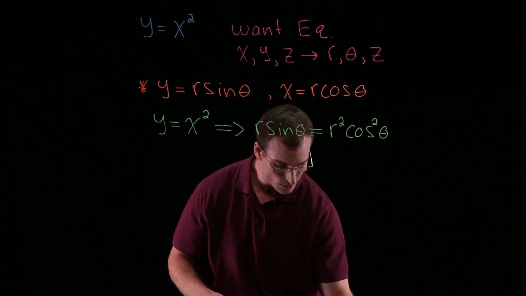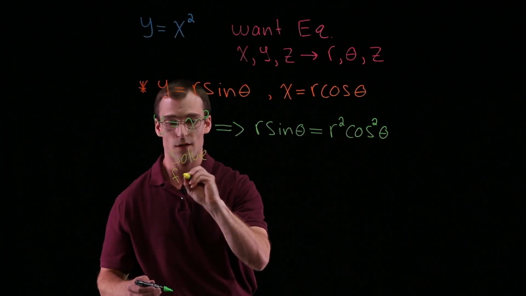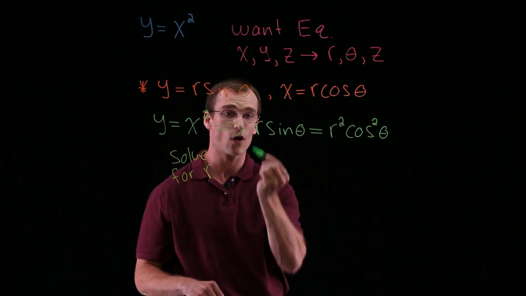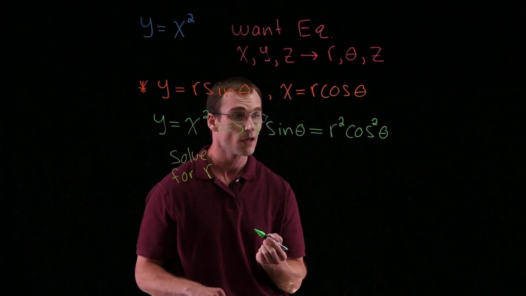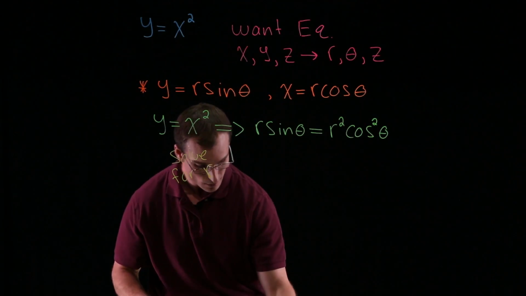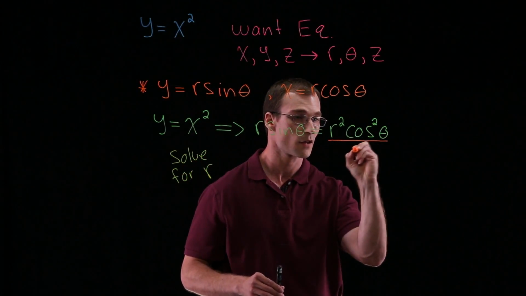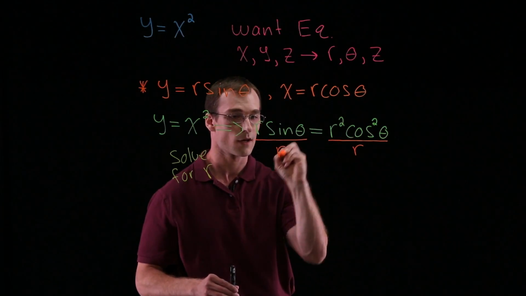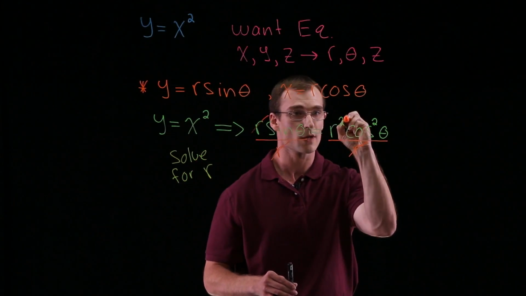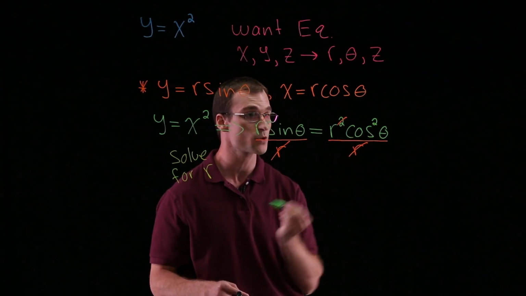But convention says we want to clean this up a little bit, and so what we're going to do is solve this for r. In looking at this, we have an r on the left and an r squared on the right. So we have one too many factors of r to solve for r explicitly. So we're going to do a little bit of algebra. Since we have a factor of r on both sides, we can divide through by r. So our r's will cancel on the left, and our r will cancel with one of the r's on the right. So we'll have sine theta is equal to r times cosine squared theta.